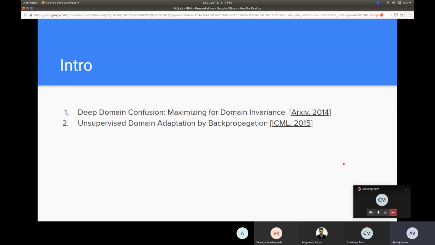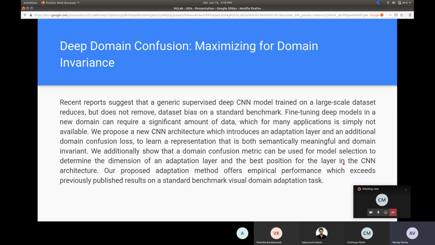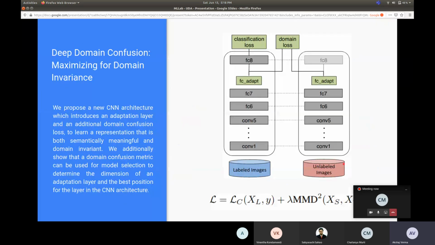So I'm gonna cover two papers today, deep domain confusion and unsupervised domain adaptation using Backprop. And these two papers have been used quite a bit in a lot of literature since 2015, as pieces that work together as a part of a larger architecture. So the first paper is deep domain confusion.